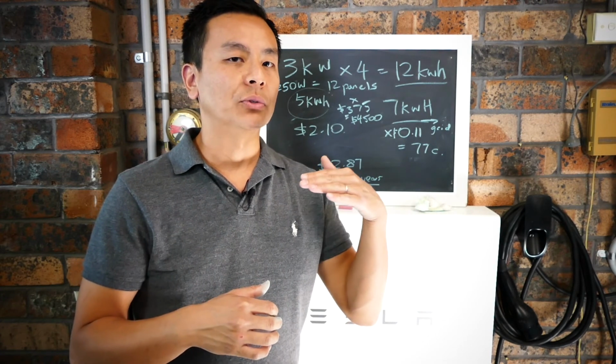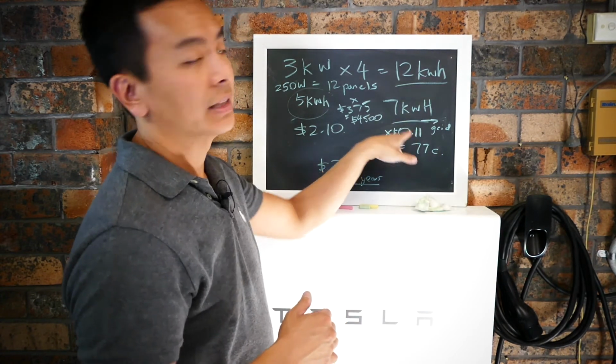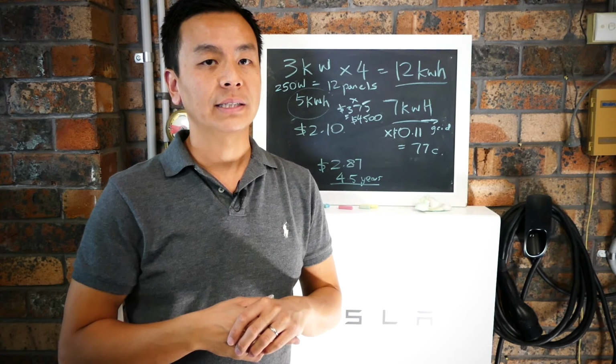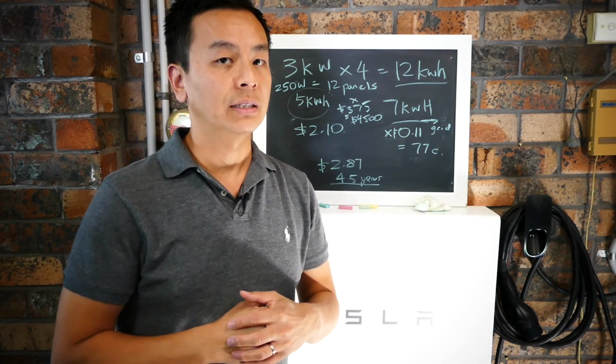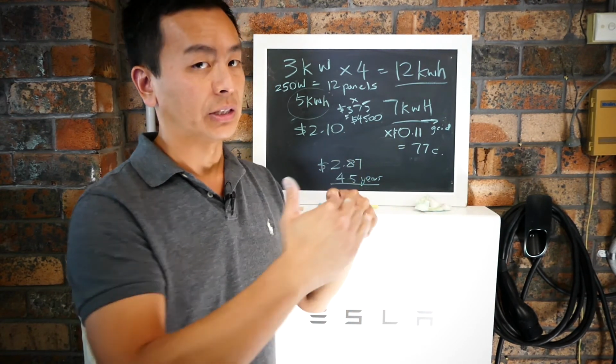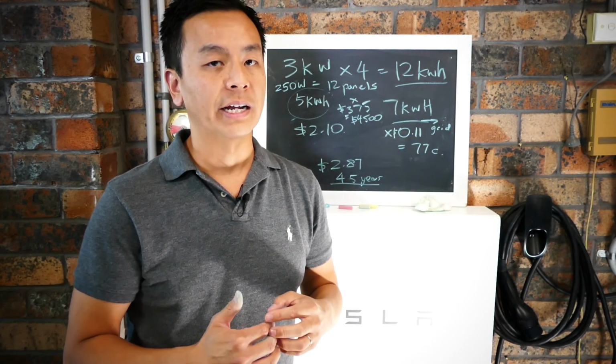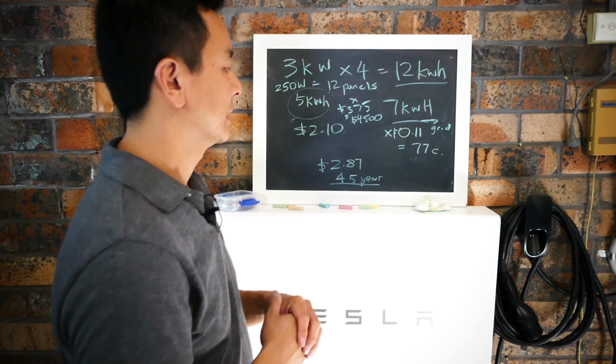In reality, your feed-in tariff, 11 cents, is never going to be higher than the electricity you're buying from the grid, even at off-peak rates. Off-peak rates are 16.5 cents, so economics suggests that you are never going to get as good as the rate that you're buying from the grid, if that makes sense.